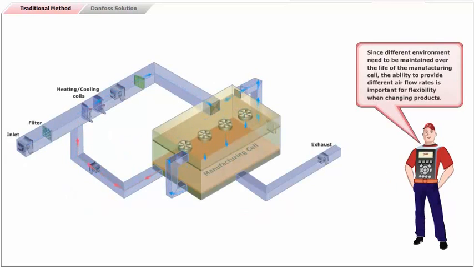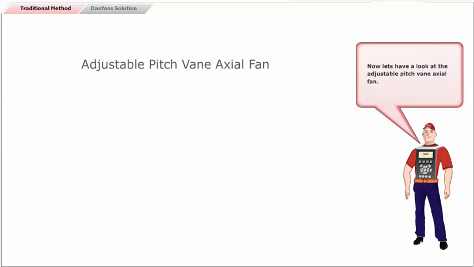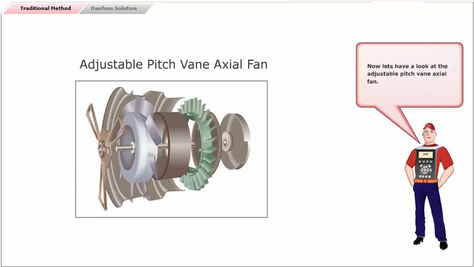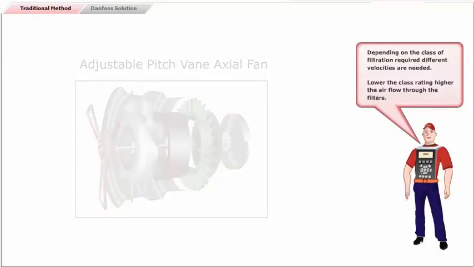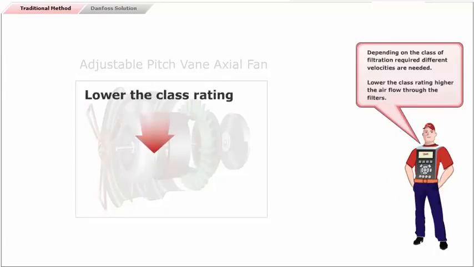Since different environments need to be maintained over the life of the manufacturing cell, the ability to provide different airflow rates is important for flexibility when changing products. Now, let's have a look at the adjustable pitch vane axial fan. Depending on the class of filtration required, different velocities are needed. Lower the class rating, higher the airflow through the filters.